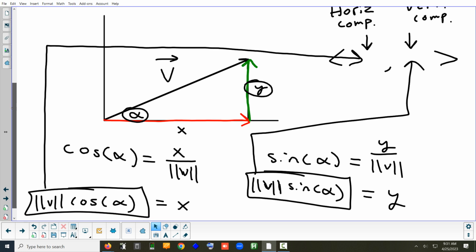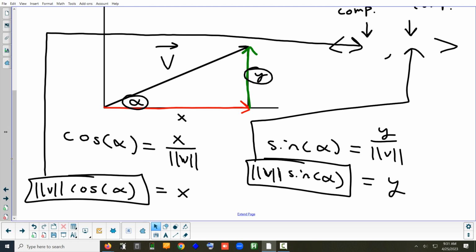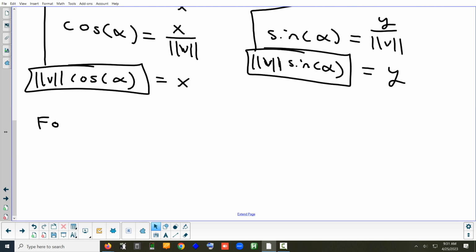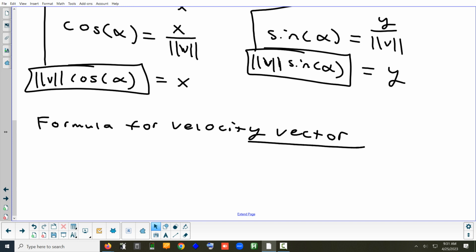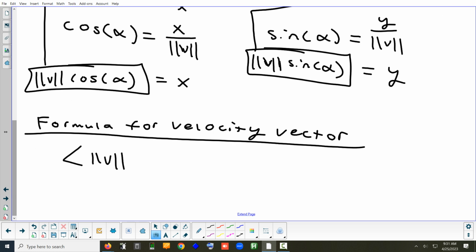Magnitude times cosine of your angle, comma, magnitude times sine of your angle. Formula for velocity vector. There's two ways you can write it. You can write it with the angle brackets, or you can write it with the i and j. If you write it with the angle brackets, it looks like this. Magnitude V cosine alpha, comma, magnitude V sine alpha.